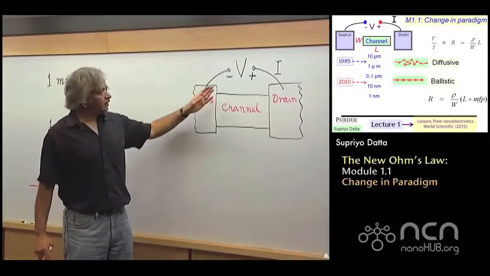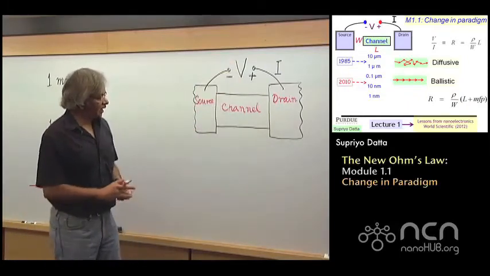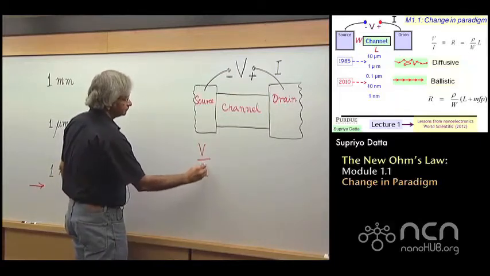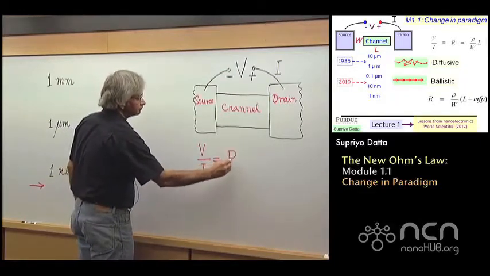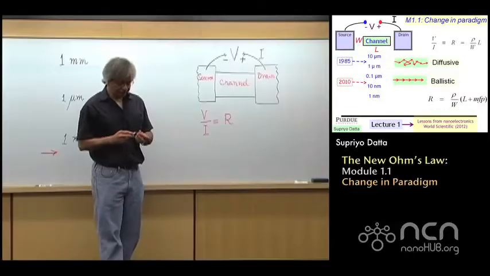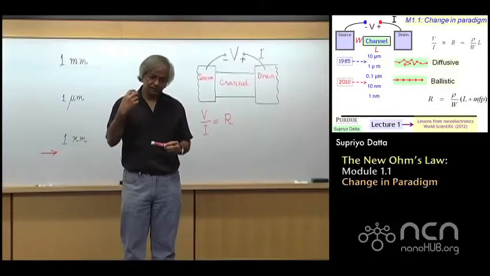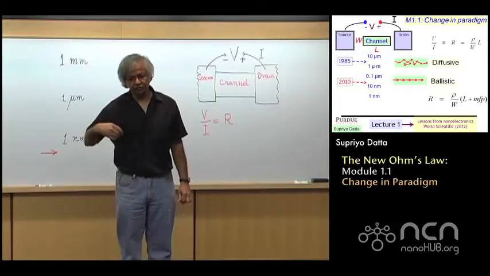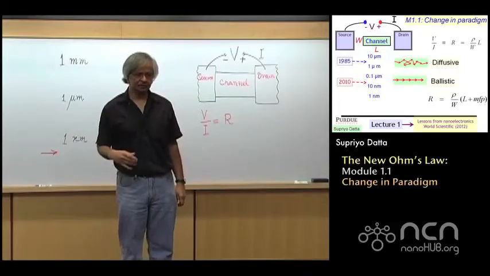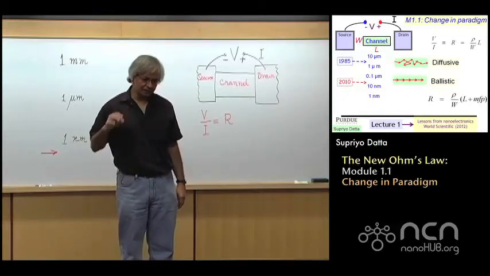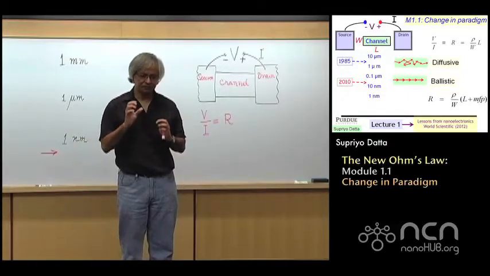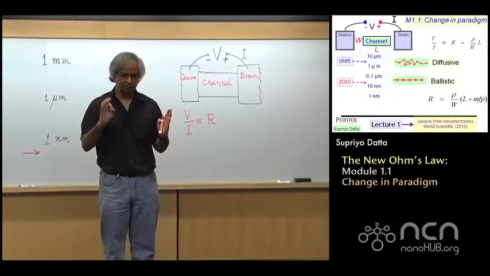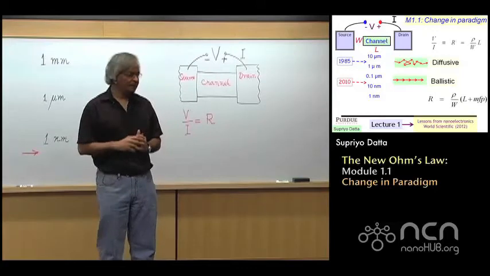And V divided by I, that's what's usually called the resistance of the channel. What makes it a transistor is that there's a third terminal which I haven't shown here, which allows you to control that resistance. So in a transistor, you have a resistor whose resistance you can change by several orders of magnitude by putting a voltage on it.